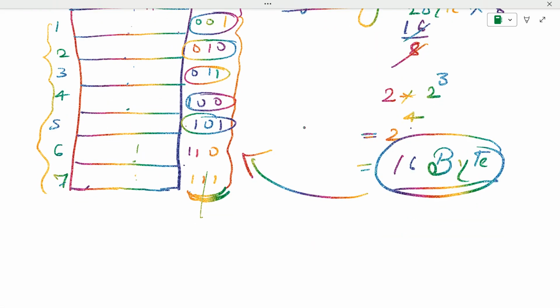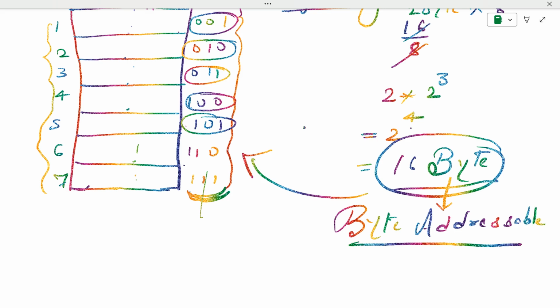Now see here, we have used the term byte, so definitely it is a byte addressable memory. Had it been word, then it would be a word addressable memory. So that is the basic difference in how we are representing the memory, in terms of word addressable or byte addressable, right? Now there are some questions that I would like to solve here.